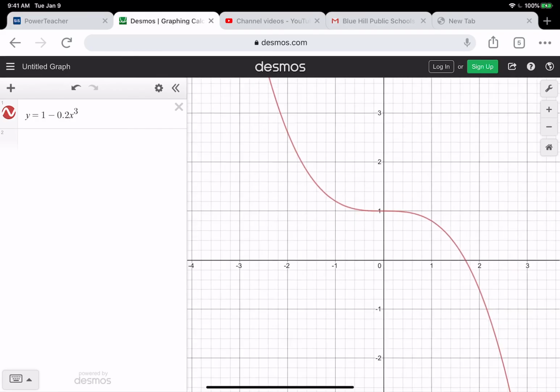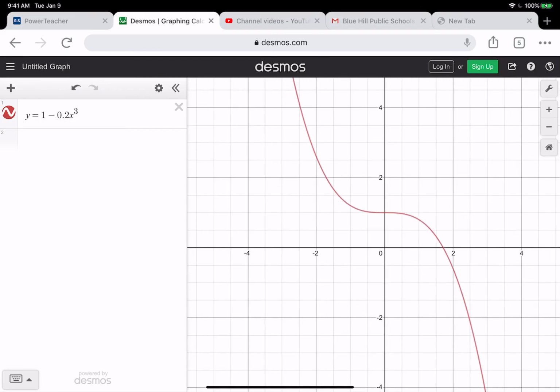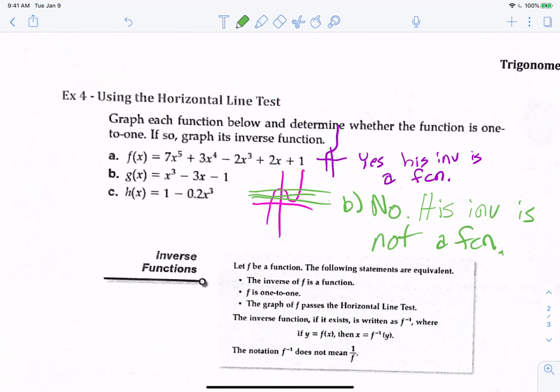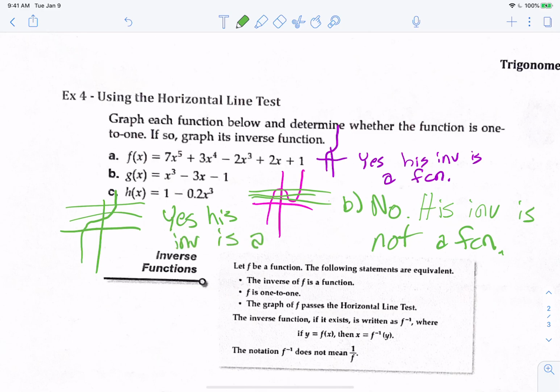If I keep zooming in, he does not actually go entirely horizontal. So he is not doubling up horizontally, is what I'm saying. So he does pass. He looks, I don't know, like this. I think he went the other way, but it doesn't matter. Anyway, he passes the horizontal line test, so yes, his inverse is a function. Okay, are we clear on that? That was C. Clear? Easy done. Good stuff?